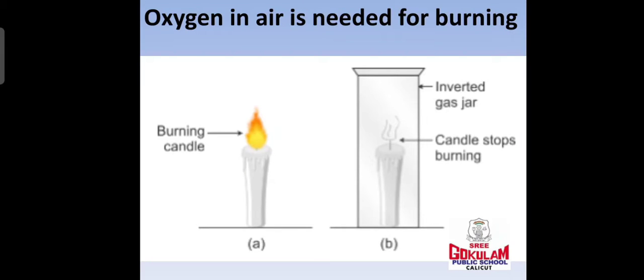Now we learned different properties of air. Which are the different properties of air? The first property is air occupies space. The second one is air has weight. The third property is air exerts pressure. And the last property is the oxygen in the air is needed for burning.